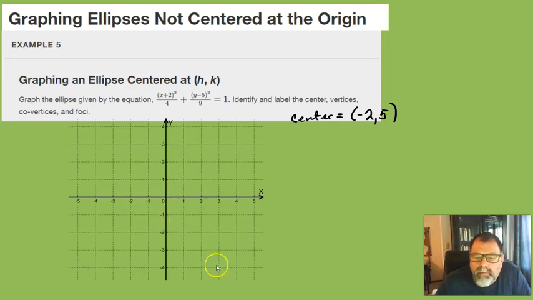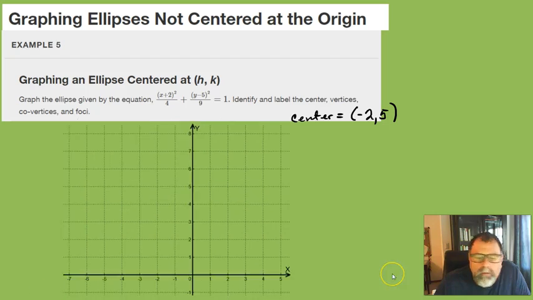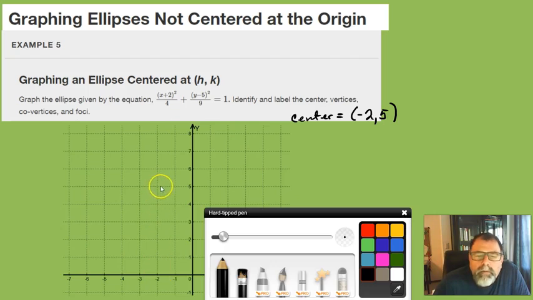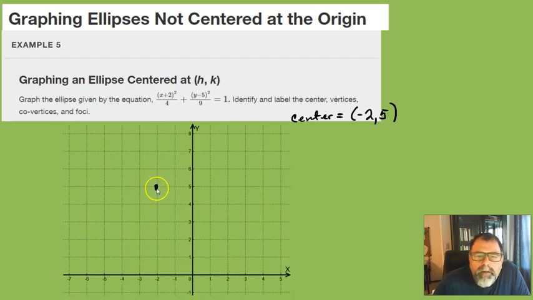Okay, I have to rearrange my axis here, so hang on. Okay, so negative 2, 5. Now, again, I'm not going to worry about what's the major axis and minor axis. I'm just going to look at, this is the x, so that's square root of 4 is 2. So I'm going to do plus or minus 2 in the x direction. So plus 2 from the center, minus 2.